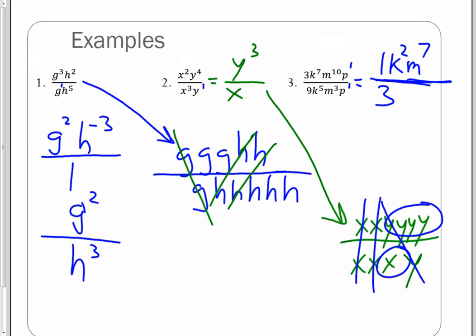0. But what did we say all 0 exponents get you? So do I really need these? No, they cancel out. You're done. You have k squared m7 over 3. You don't really need the 1. And it makes sense. How many more k's do you have on the top? 2. How many more m's do you have on the top? 7.